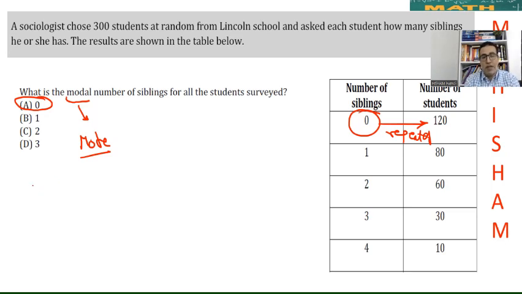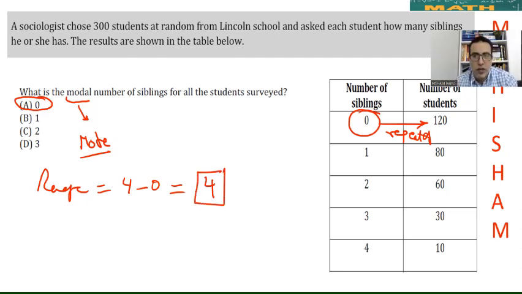If I'm looking for the range here, it's the greatest number of siblings, which is 4, minus the smallest number of siblings, which is 0, so it's equal to 4 siblings. This is the range.